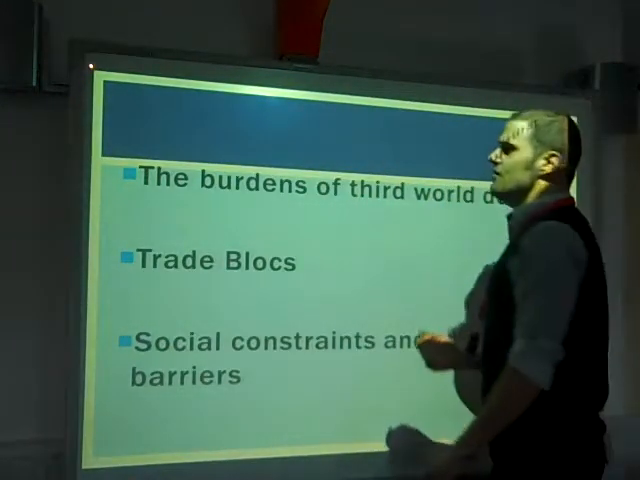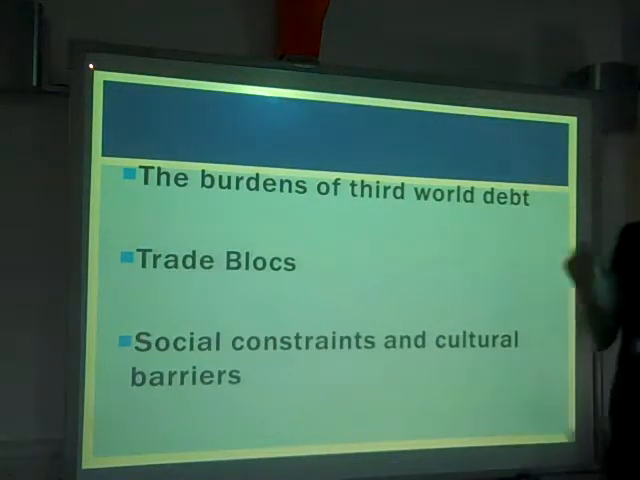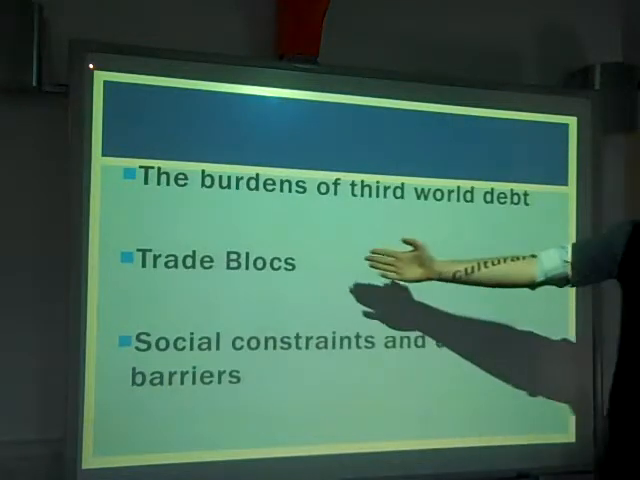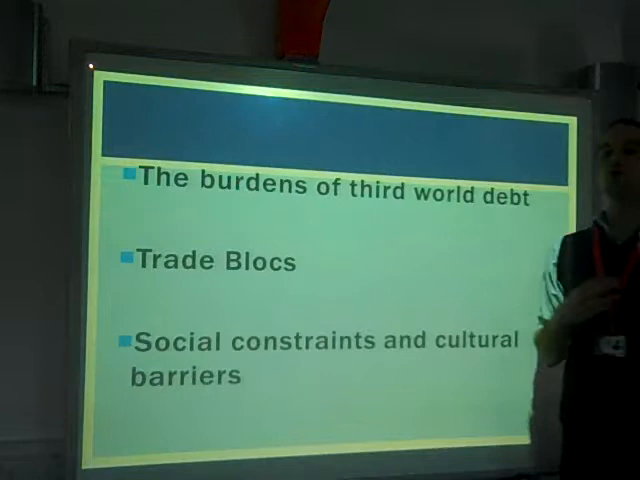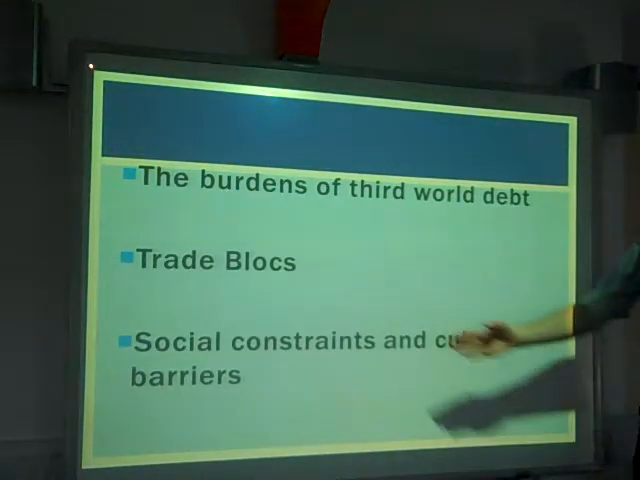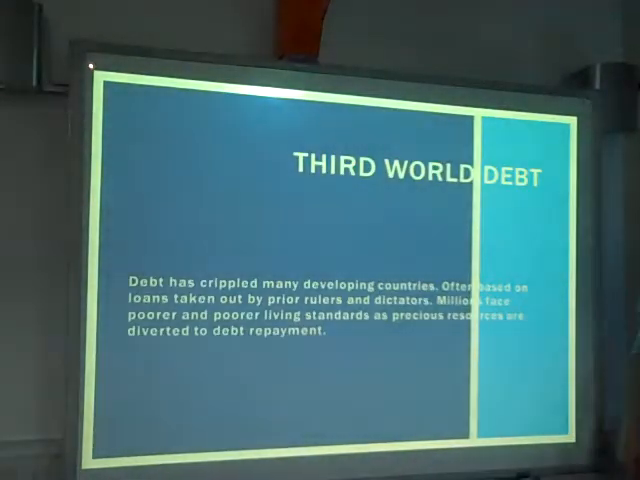First of all, the burden of third world debt. Countries have debts of billions of pounds, billions of dollars, and the rich countries are not willing to wipe those off. The second thing is trade blocks. This is closed agreements where countries will or will not trade or will give preferential treatment to certain neighbours. And then finally, social constraints and cultural barriers.